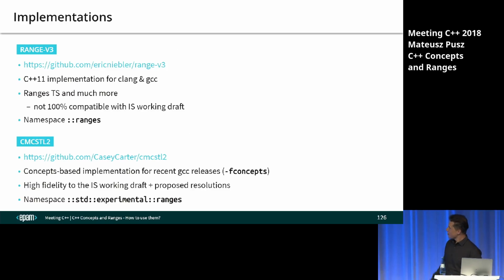Last slide for today. There are two implementations. One is the implementation from Eric Niebler in the Range v3 library. This is how it started. It is compatible with C++11 and works with Clang and GCC. It's not exactly the same as in the standard, but it's fully functional and backward compatible.